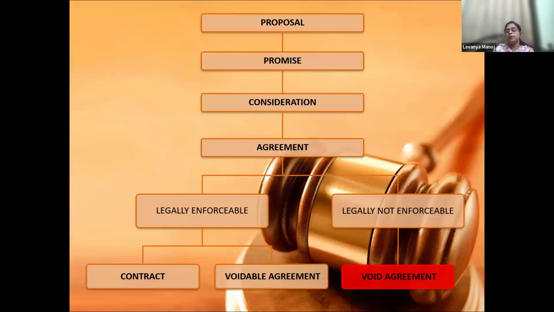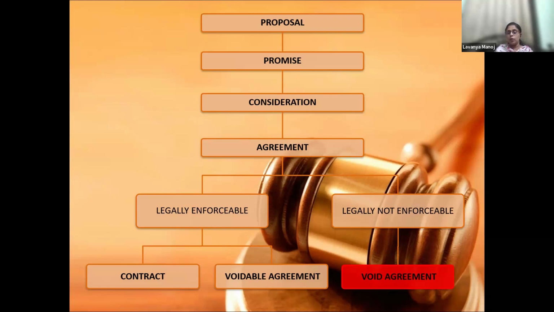So we have seen almost everything as of now: void agreement, voidable agreement, what a contract is all about, a legally enforceable document, and a document that is not legally enforceable. How an agreement becomes a void agreement, and when it becomes a voidable agreement. This can be confusing, so you have to make it very clear. A void agreement is something where whatever is mentioned in the contract is not followed by either of the parties or by both the parties, so that becomes a void contract.